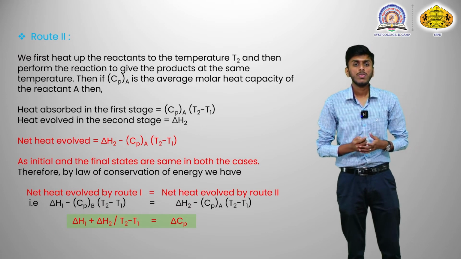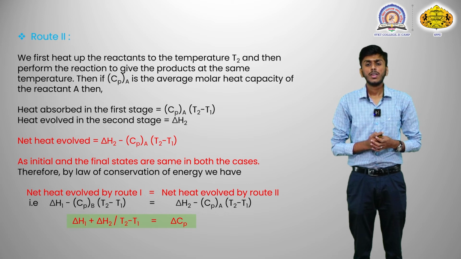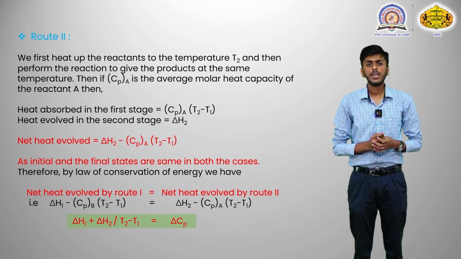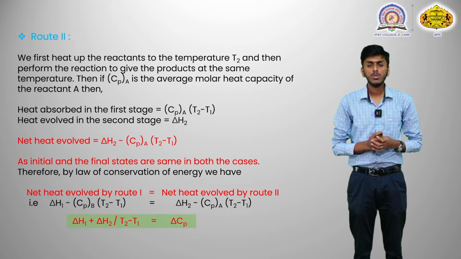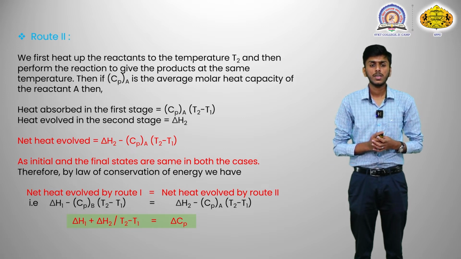Route 2. We first heat up the reactant to the temperature T2 and then perform the reaction to give the product at the same temperature. Then if CPA is the average molar heat capacity of the reactant A, then heat absorbed in the first stage is equal to CPA into (T2 minus T1). Heat evolved in the second stage is delta H2. Then from both equations, we calculate the net heat evolved is equal to delta H2 minus CPA into (T2 minus T1).